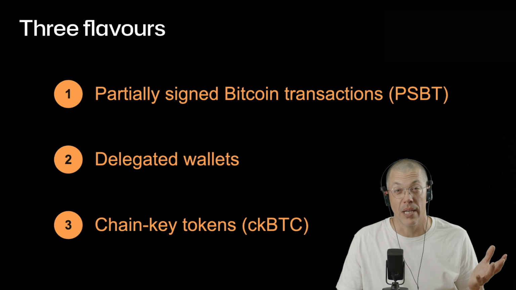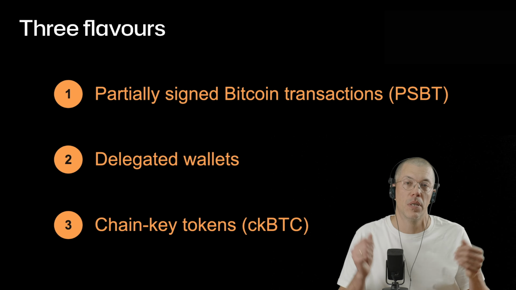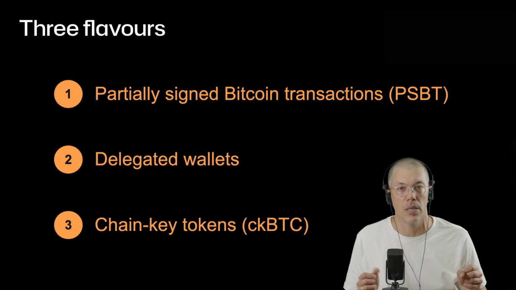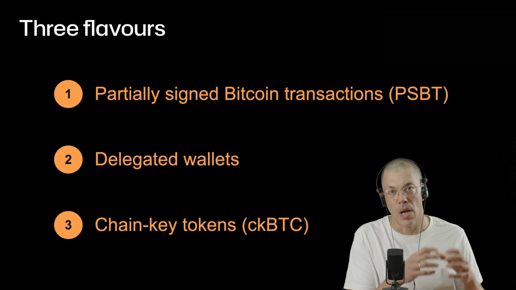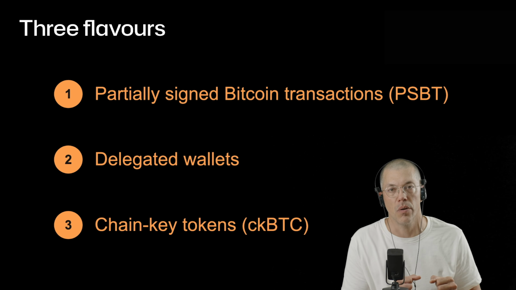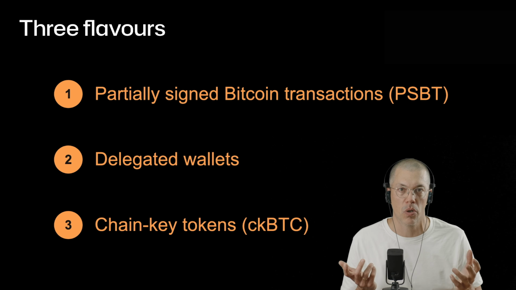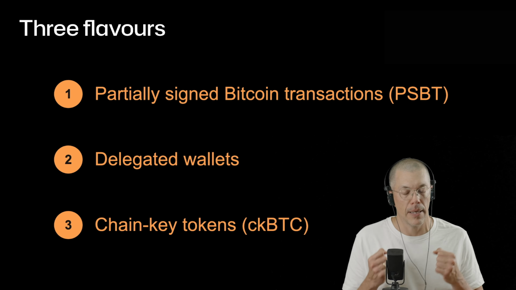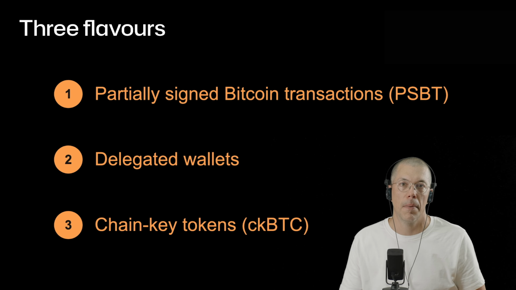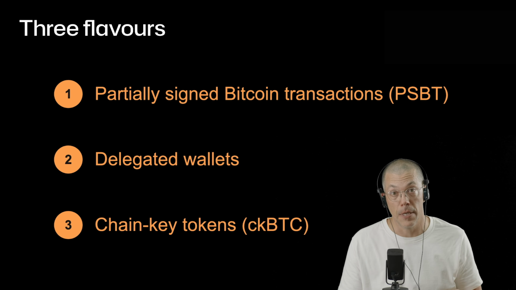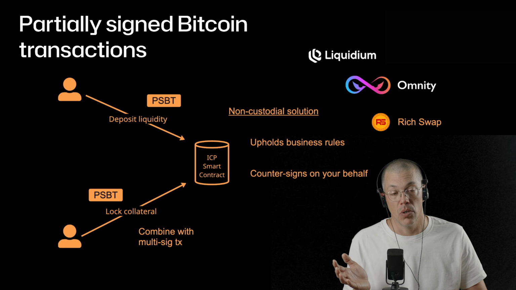I mentioned that we will be looking at 3 ways of interacting with Bitcoin from the ICP, because ICP offers a fair amount of flexibility there. So first out is the partially signed Bitcoin transactions, which really upholds the core values of the Bitcoin network. And then we can delegate Bitcoin to smart contracts on the ICP. And finally, we can create wrapped representations of Bitcoin to work with on the ICP. Let's start by looking at partially signed Bitcoin transactions.